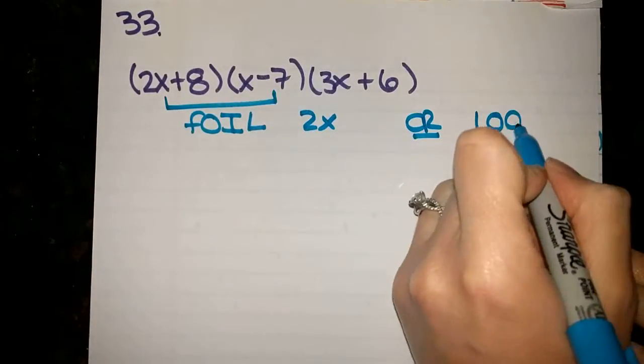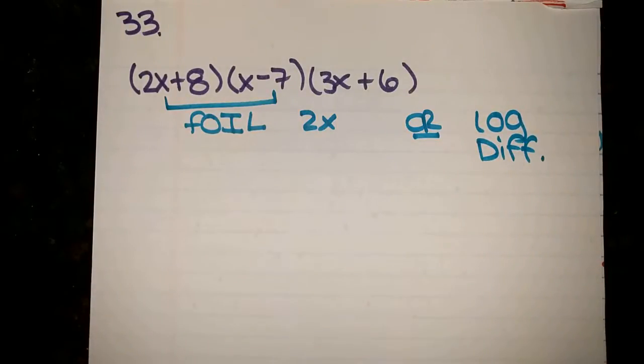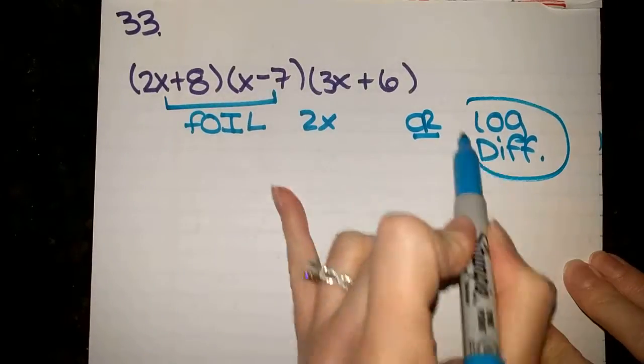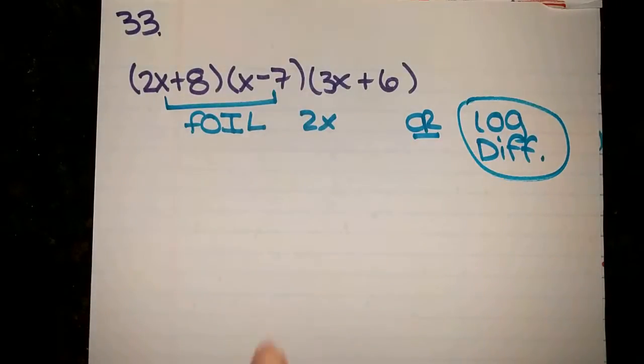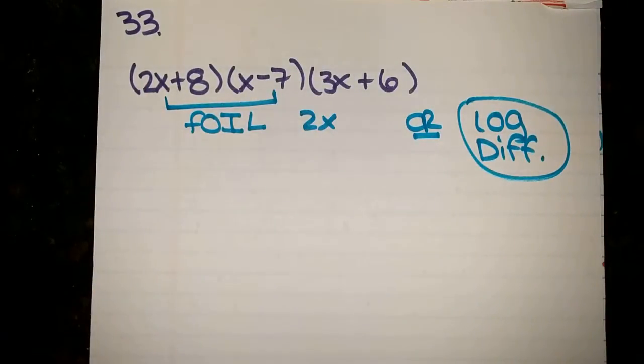So you could FOIL twice, or if you wanted to, you could do log differentiation. And I think by this point we've done a lot of log differentiation, but you could split it up based on log properties. And just because log differentiation is kind of the harder one, I'm going to go through that. But honestly, you might find just FOILing it is a lot easier than doing log differentiation.